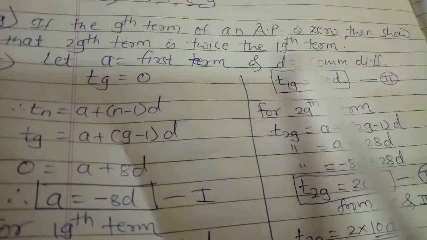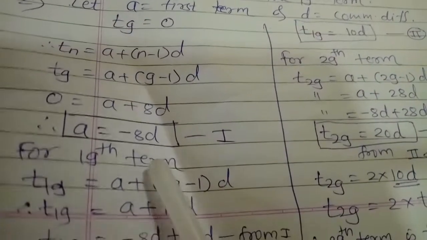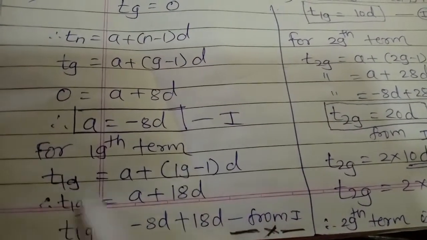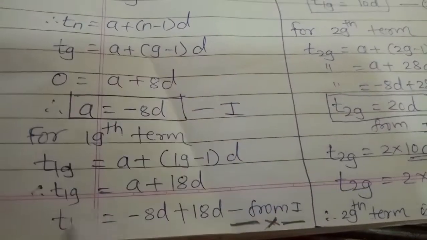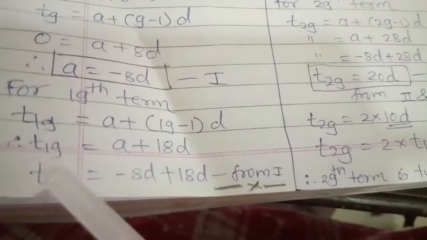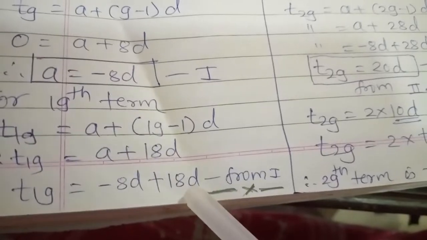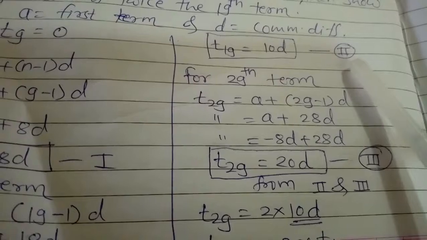The next thing is to show that the 29th term is twice the 19th term. First we solve the 19th term. T19 equals a plus 19 minus 1 into d, so T19 equals a plus 18d. You know the value of a is minus 8d, so we put minus 8d plus 18d, and finally we get T19 equals 10d. This is our second equation.